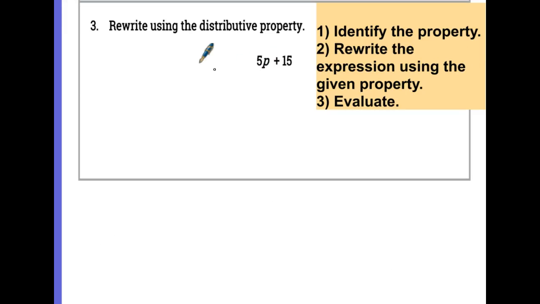So now, let's take a look at rewrite using the distributive property. And remember, I'm looking at 5 and 15, and I'm thinking, 5 times what number is 15? And of course, that would be 5 times 3. So I'm going to rewrite this here.